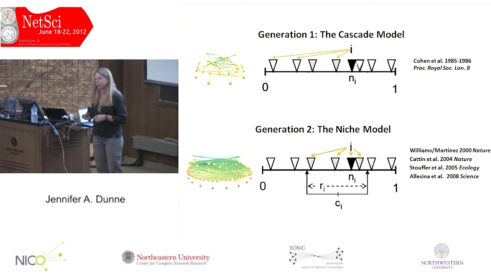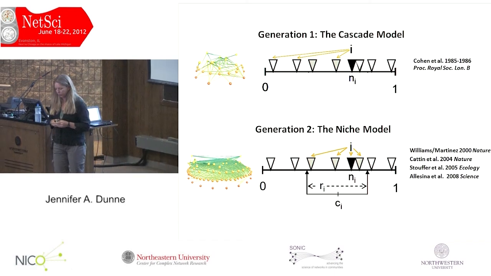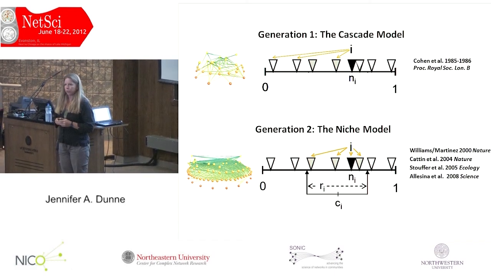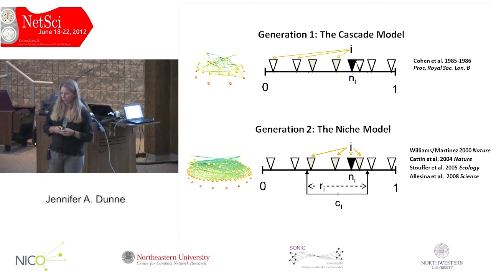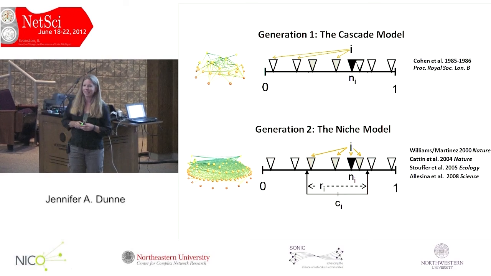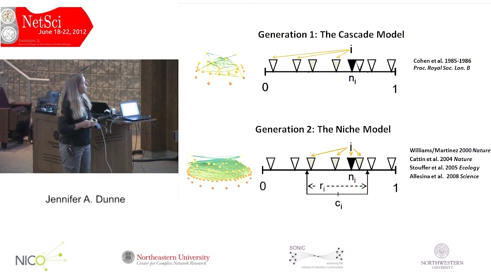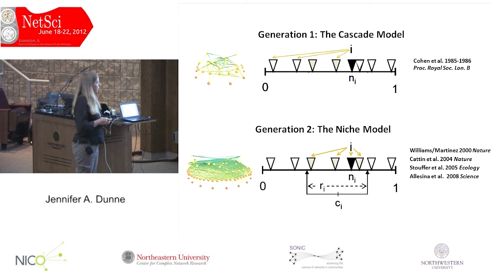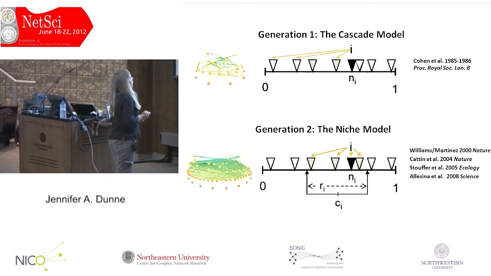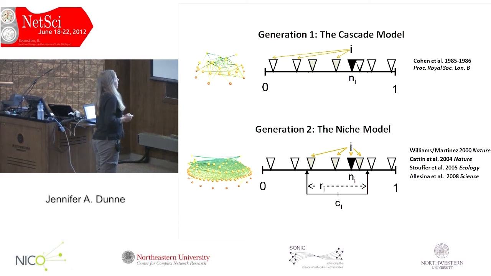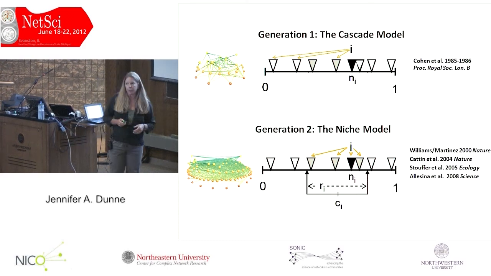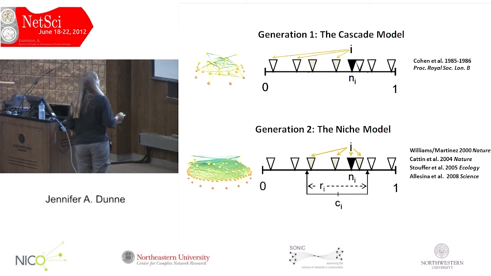But then we moved to the generation 2 model. And so this is the model, the niche model that was published by Rich Williams and Neo Martinez, both of whom are here. And this is one of the papers that Luis said made him jump up and down. It's a really, really nice paper published in Nature in 2000. It's a slightly more complicated version of the Cascade model, but it has some fundamentally different assumptions about organization.